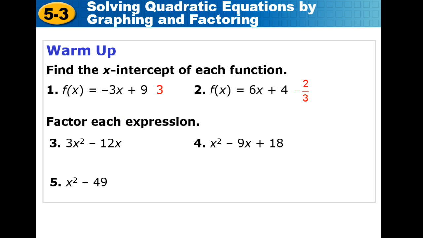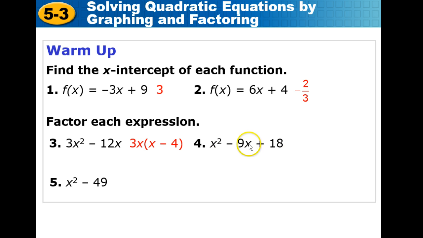The bottom three we've been working on the past few days, and so let's review, make sure we remember how to factor. These two have a GCF in them. They have a 3 and an x. So we pull out that 3x, and we're left with 3x times x minus 4.